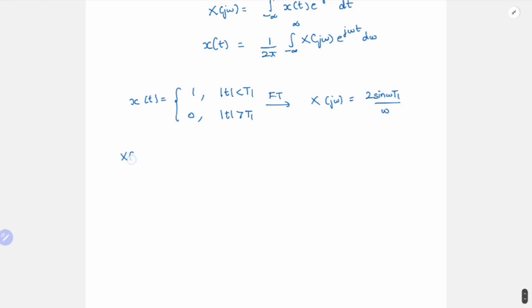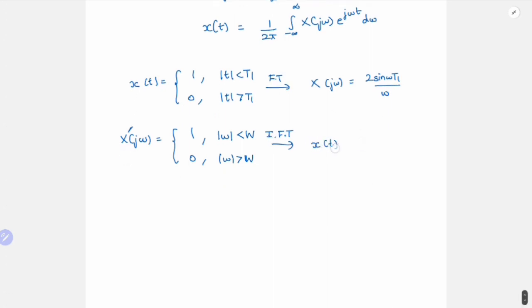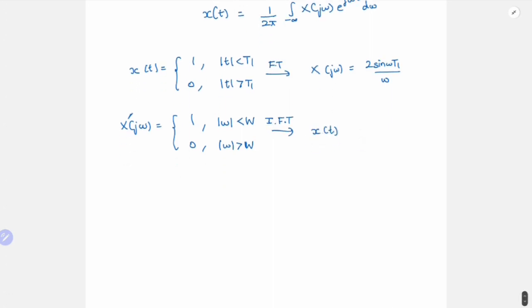Now if we have X'(jω) as 1 for |ω| less than capital W, let's say, and 0 for |ω| greater than W, its inverse Fourier transform, I'll call it IFT, what is it going to be? X of t. We'll find out.